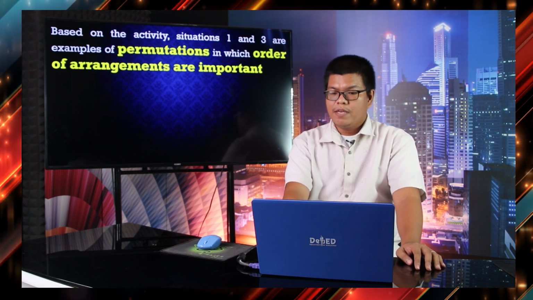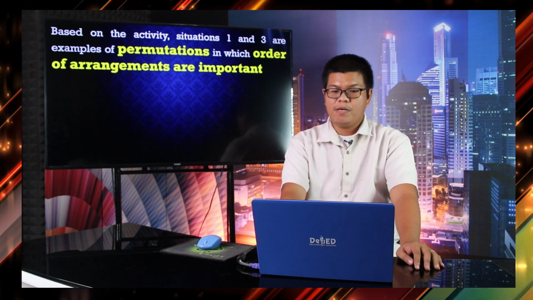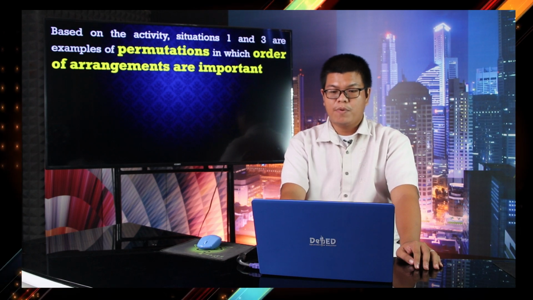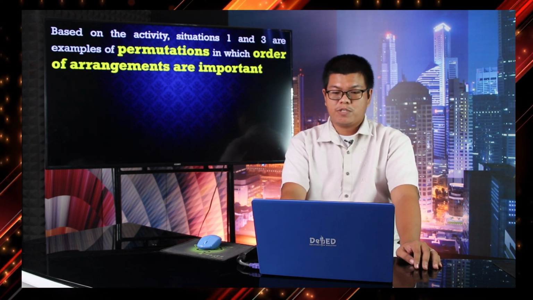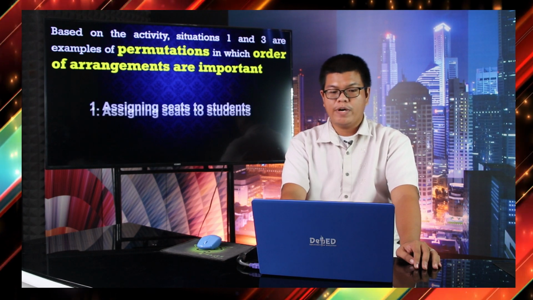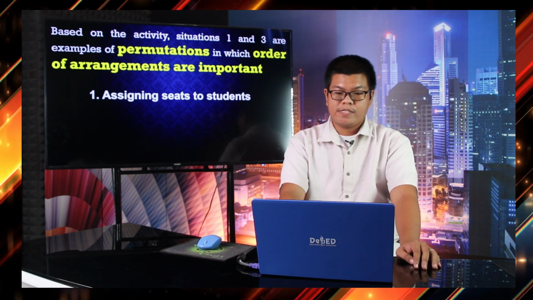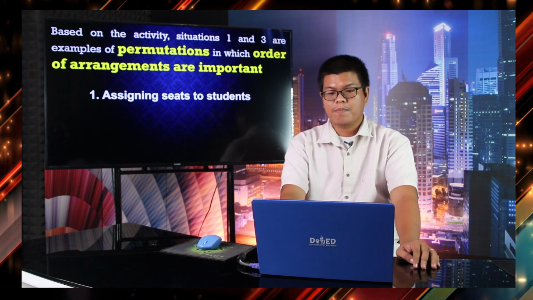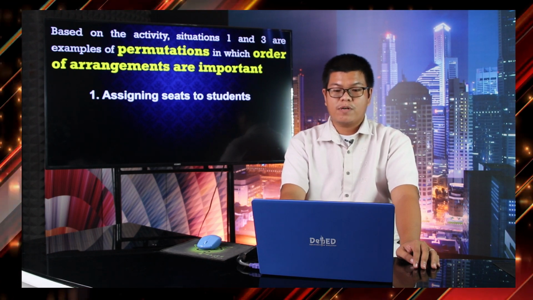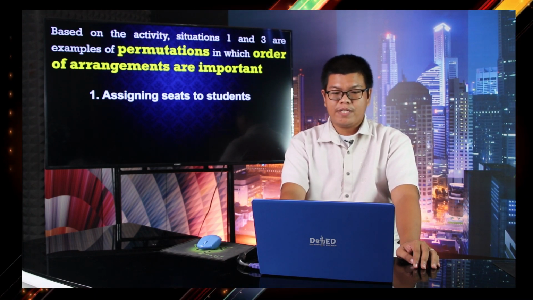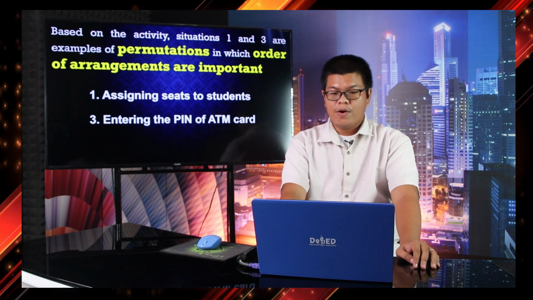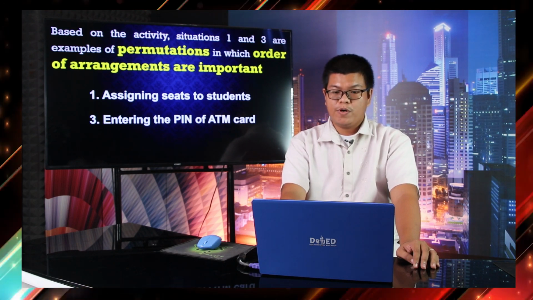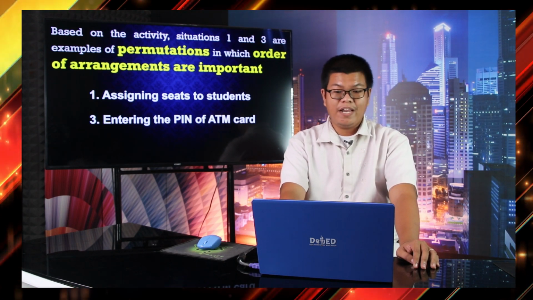Based on the activity, situations 1 and 3 are examples of permutation in which order of arrangement is important. Why? For number 1, assigning seats to students requires order, especially during the NAT or National Achievement Test. Each student has their own corresponding chair. And for number 3, the pin of an ATM card also requires order, because if the order of the numbers of your pin was disarranged, surely you cannot transact.